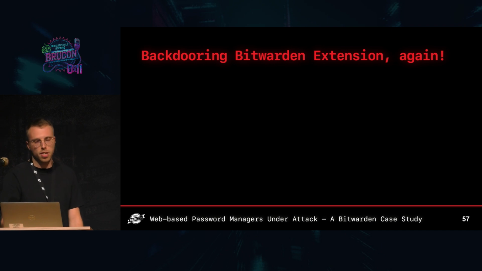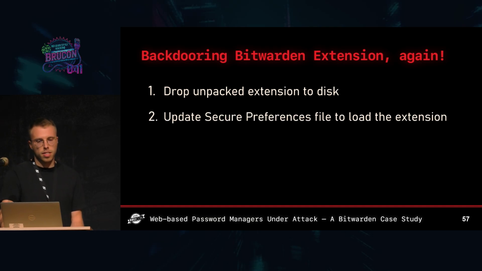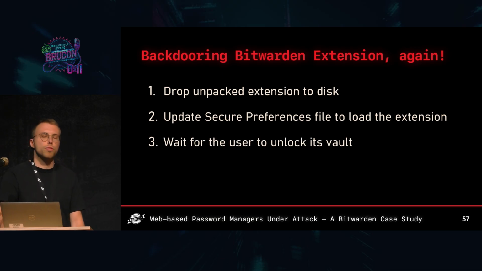So the attack plan now would be to drop the unpacked extension to disk, the backdoored one, then update this secure preferences file to load the extension by recomputing the integrity checks and so on, and then wait for the user to unlock his vault as usual. But this time we will not have to monitor it because the extension will be backdoored already, so we just wait for him to open, and then we'll get, if everything works well, the decrypted database straight away.